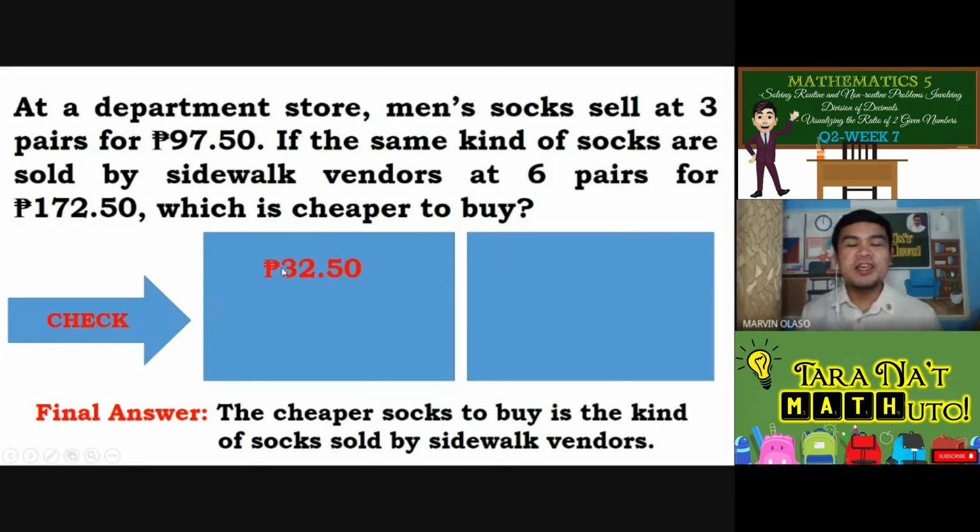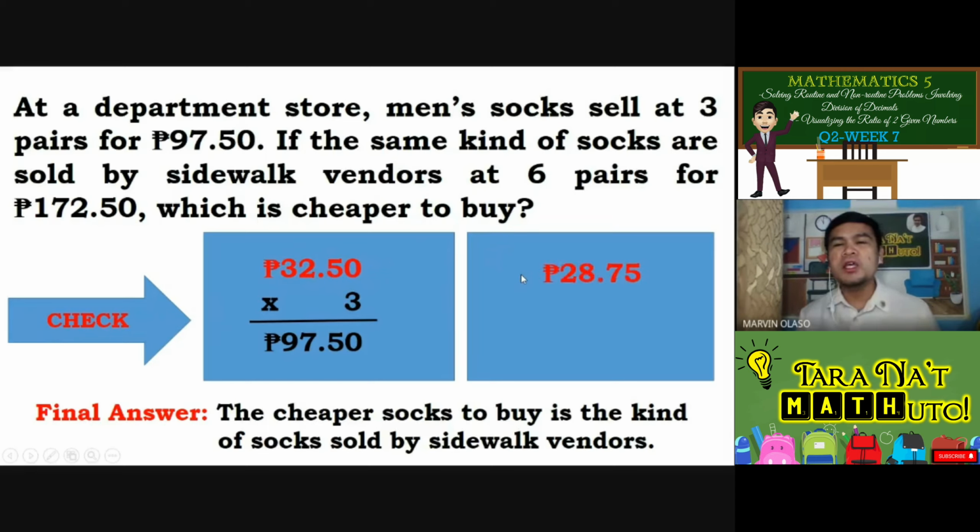Again, let's check if 32 pesos and 50 centavos is really the price of one pair. Let's multiply it by 3. If three pairs, how much is it? Okay, so we have the same 97 pesos and 50 centavos. It means our answer of 32 pesos and 50 centavos is correct.